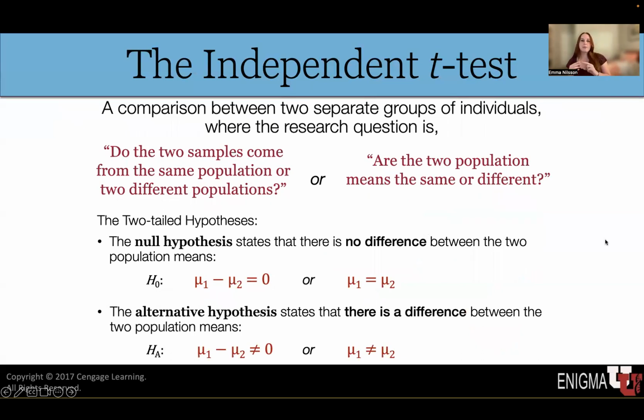So there are 2 types of research questions in which we would use the independent t-test, and both of them are making a comparison between 2 separate groups of individuals. The first question is, do the 2 samples come from the same population or do they come from 2 different populations? The other question is, are the 2 population means from which these samples were drawn the same or are they different? So do the samples come from the same or different populations, or are the 2 populations that we drew the samples from the same or are they different from each other?